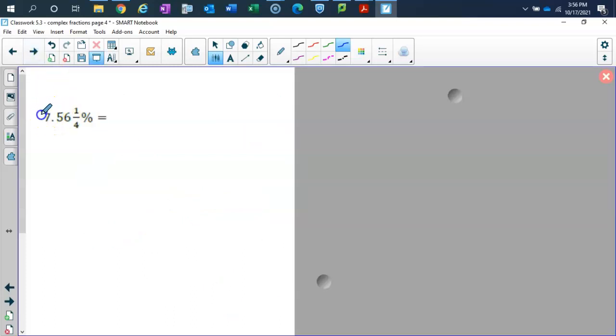Now, this is number 7. There's not a big space there, okay? So it's 56 1/4%. I want you to change that to a fraction. Go.